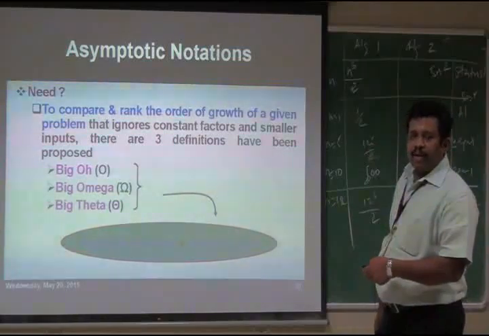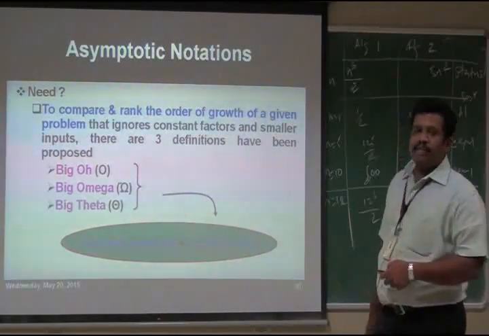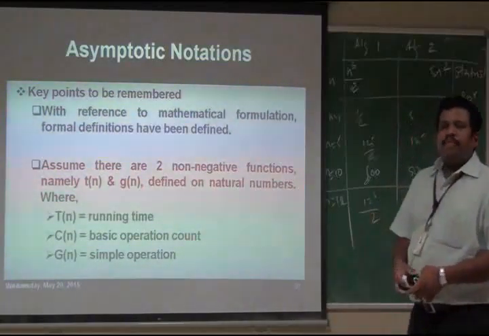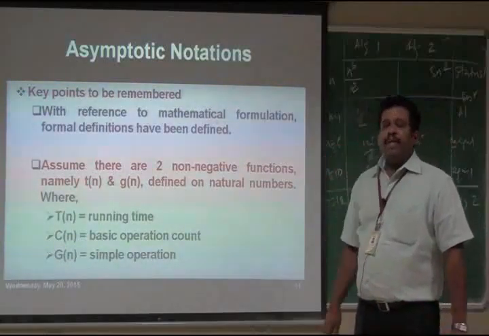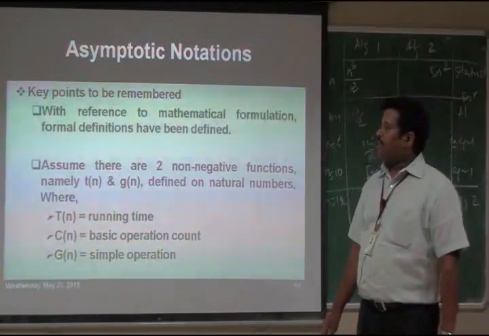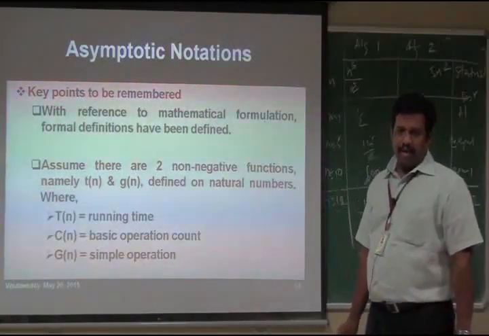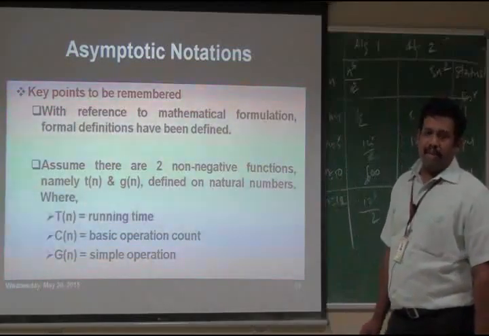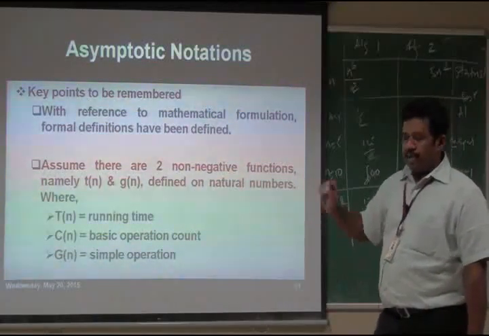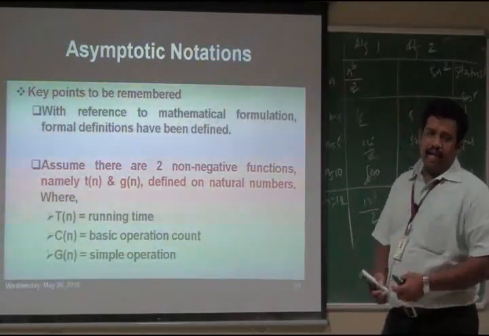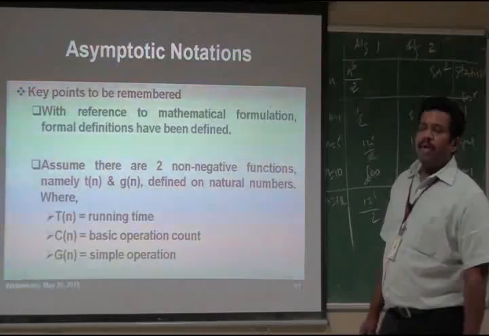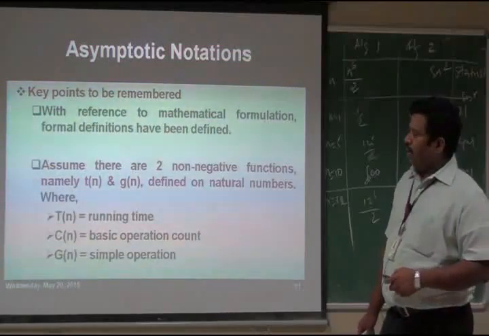The definitions in respect to these three notations are technically referred to as asymptotic growth rate. As I said before, the execution of an algorithm is being compared to the growth of functions. So for that purpose the mathematical formal definitions have been made. Assume you have two non-negative functions, t of n and g of n, and apart from this, one more measure has been discussed, c of n. It tells you about the basic operation count. Using these three measures the formal definitions have been made. Let's see them one by one.